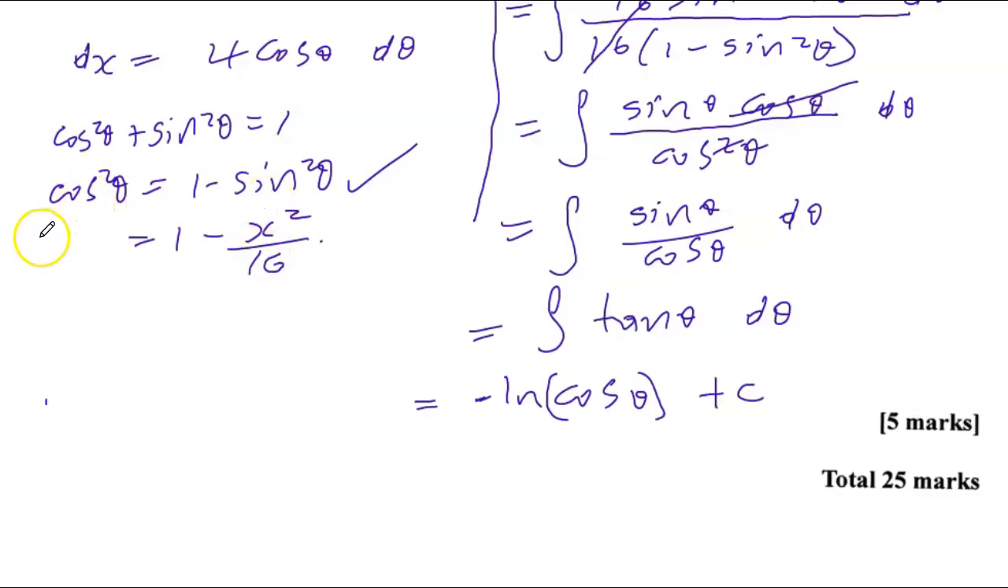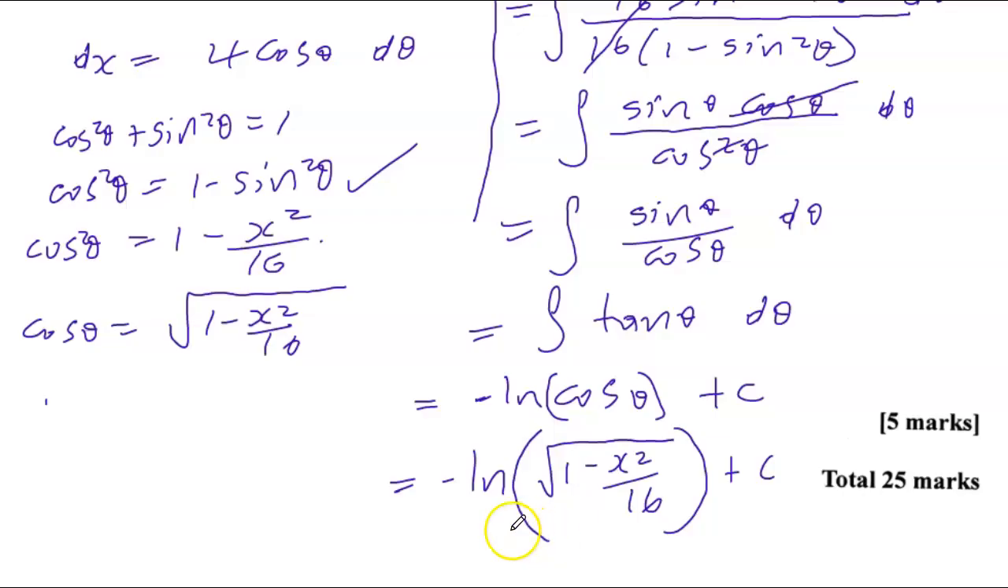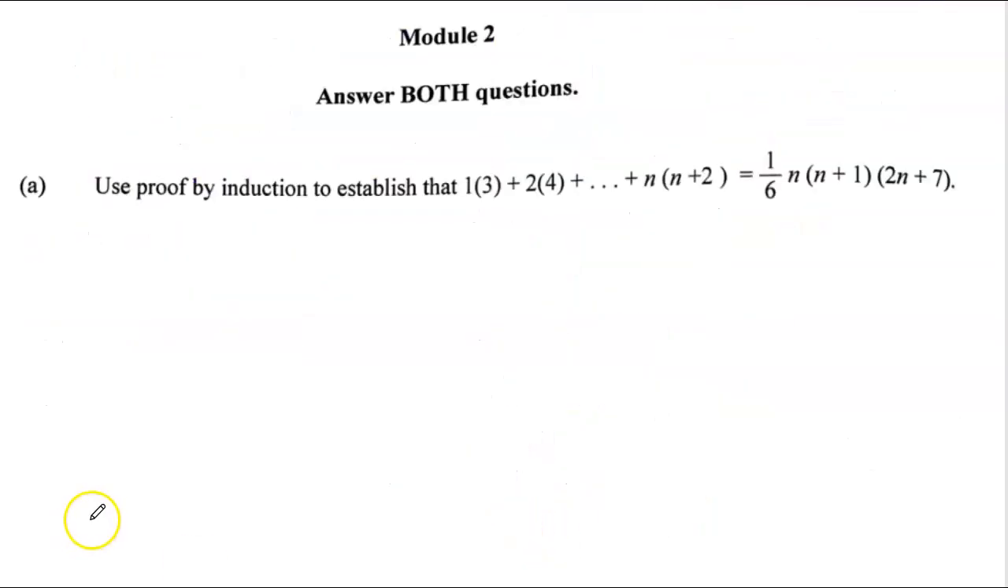Alright, so cos squared theta is 1 minus x squared over 16. But take the square root of both sides. Cos theta is the square root of 1 minus x squared over 16, which means that the final answer is negative ln, and for cos theta, we can substitute the terms, which is the square root of 1 minus x squared over 16, plus c. And that's our integral. Let's move now to question 3.